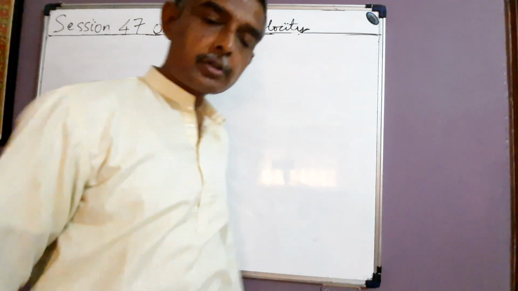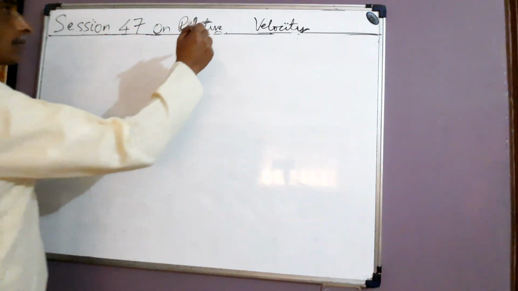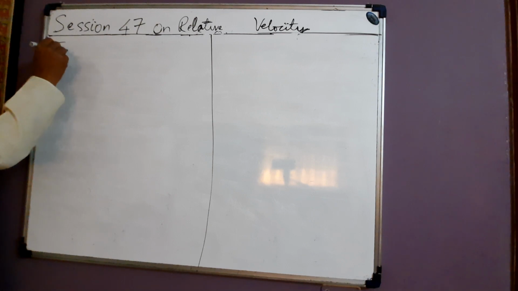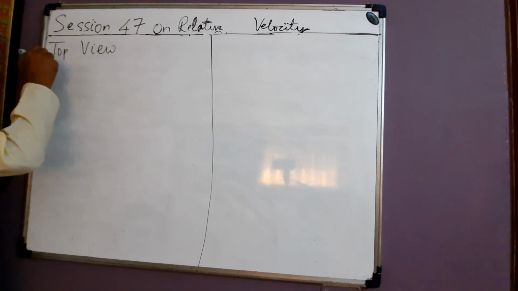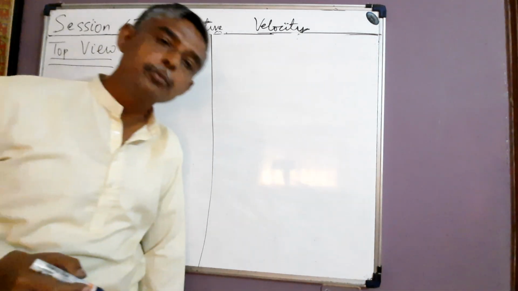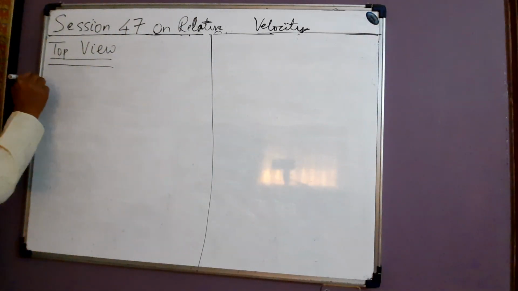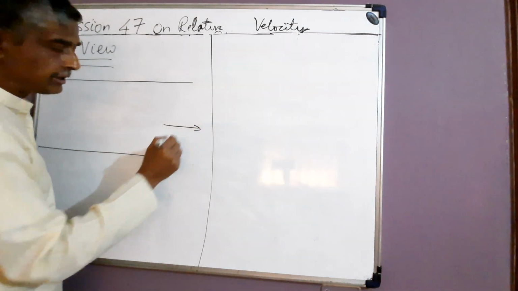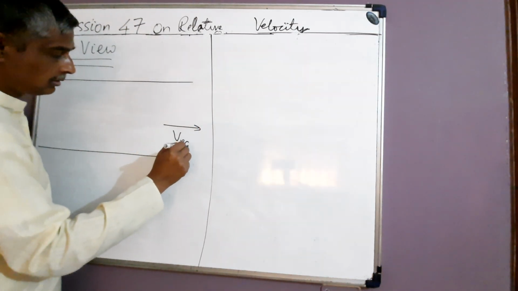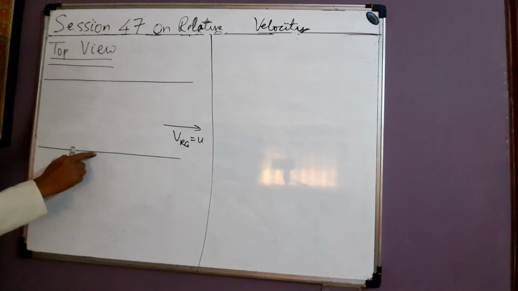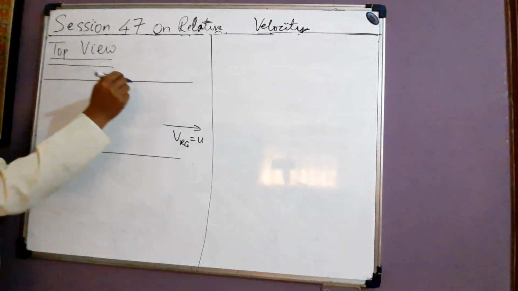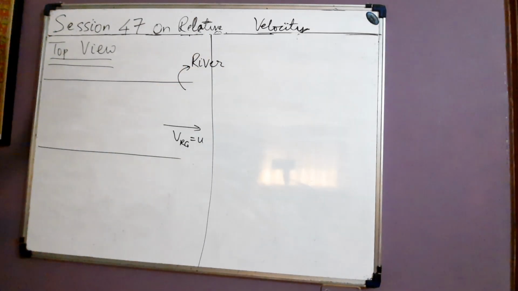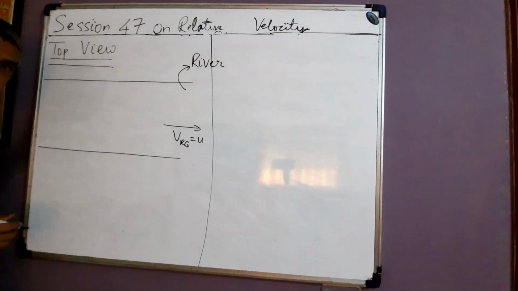So I'll show the swimming process on a diagram, alright? In the top view, I show the swimming process. VRG is U, rightward, as stated just now. This is the south bank, this is the north bank, this is the river.